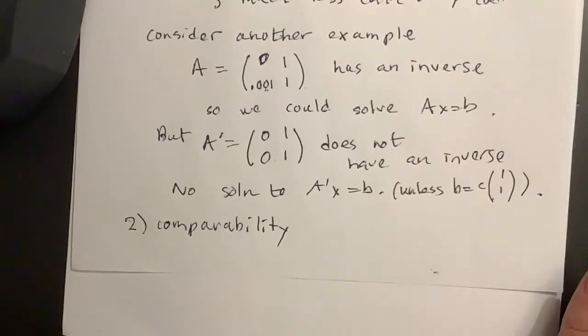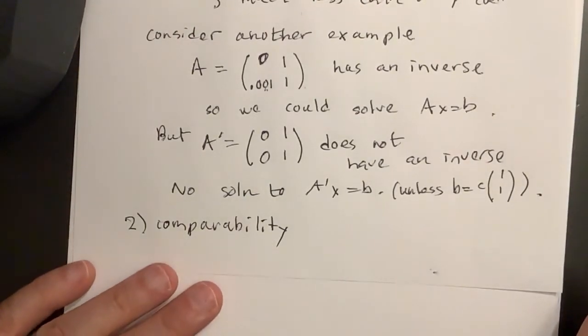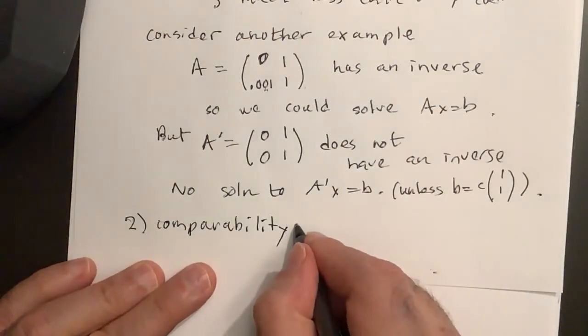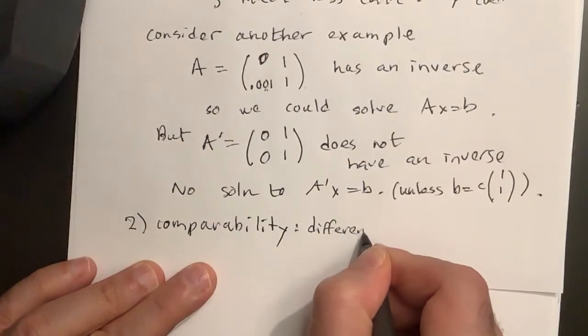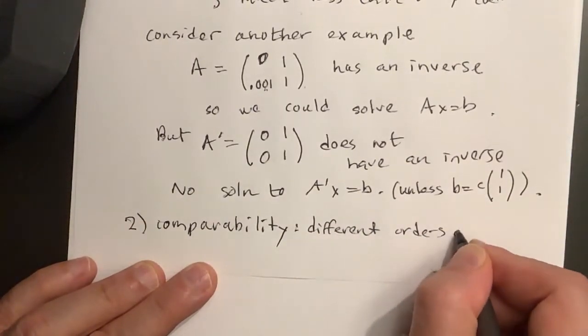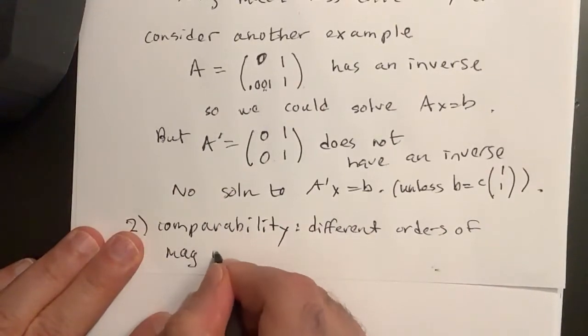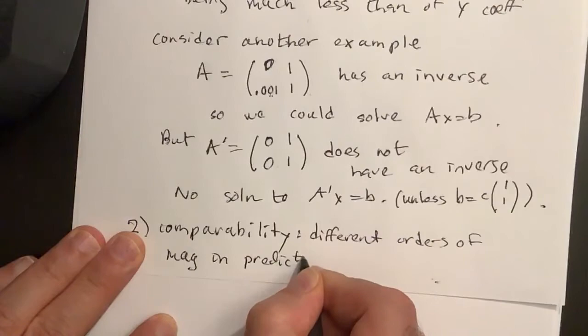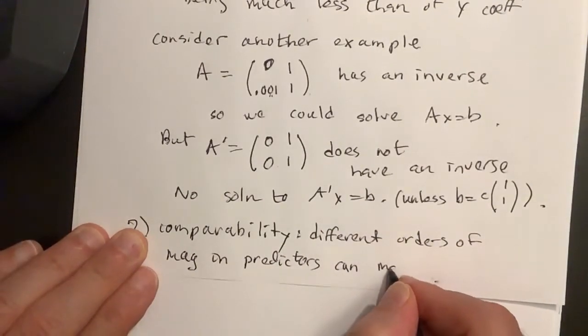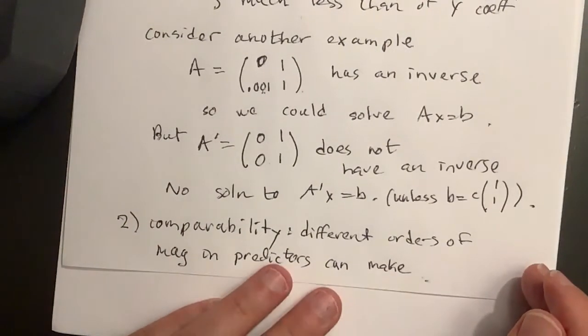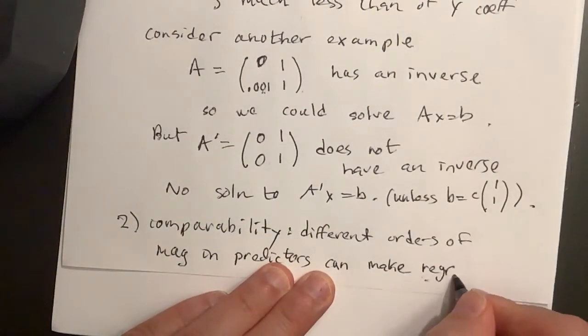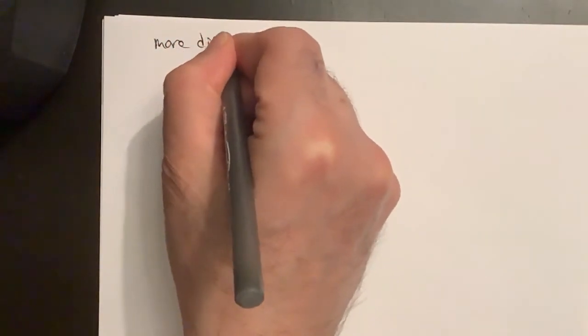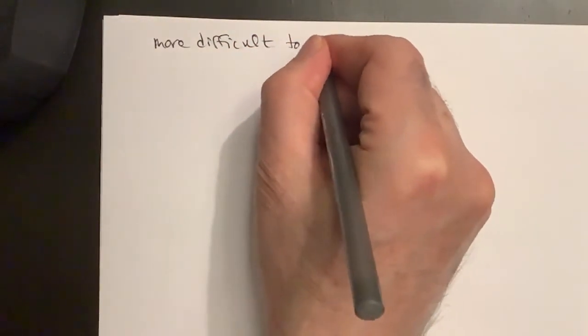Okay, so let me see. Let's just write: different orders of magnitude in predictors can make the regression function more difficult to interpret.